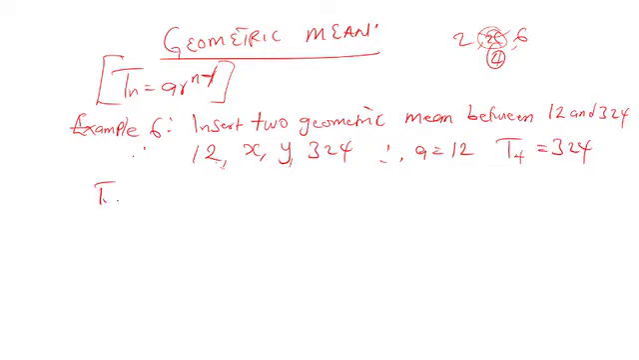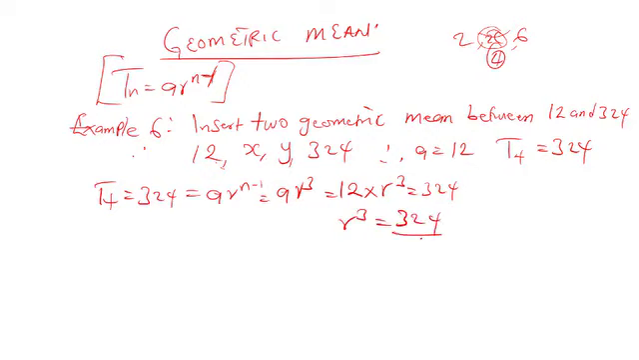So remember, T4 is equal to 324, which is the same thing as ARn minus 1. And you now have AR3 because this is T4. So we now have 12 times r raised to power 3 equals 324. So r raised to power 3 equals 324 divided by 12. So the value of r raised to power 3 is 27. So r becomes the cube root of 27, which is equal to 3. So the value of r is 3.